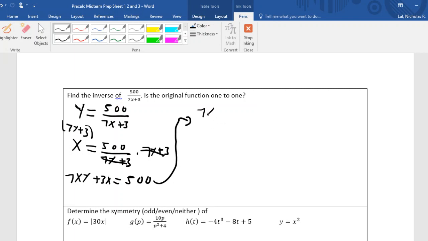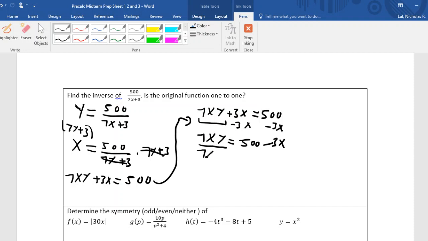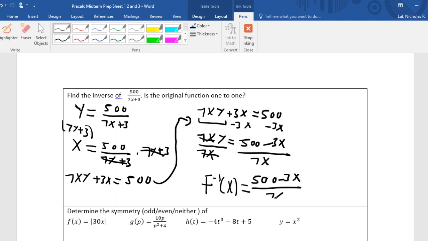So if 7xy plus 3x equals 500, I need to make sure my y term is by itself. So I'm going to subtract 3x from each side. 7xy is equal to 500 minus 3x. Now, in order to isolate y, because that's my goal here, I need to divide each side by 7x. The 7x's cancel out, and now that y is isolated, I can write in inverse notation. The inverse of f of x is equal to 500 minus 3x over 7x.